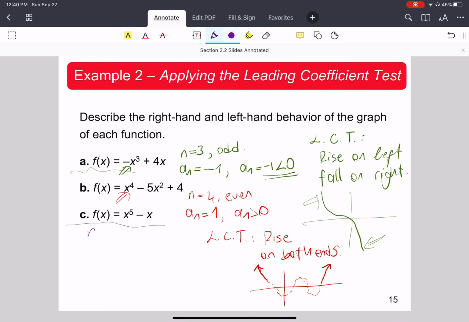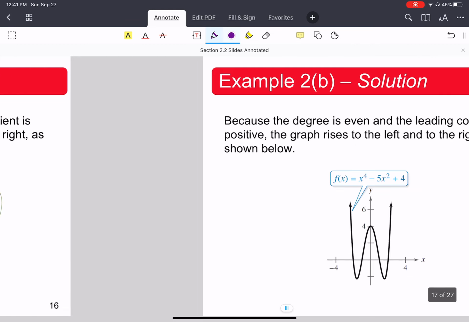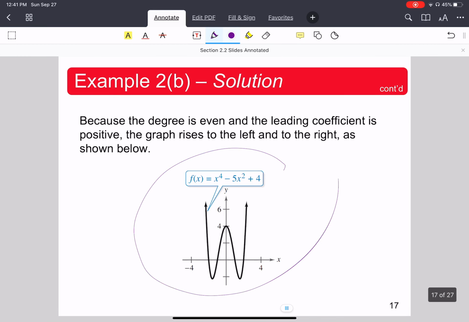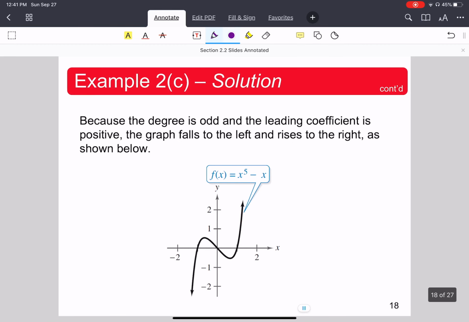So lastly, let's take a look at this one. It has n being 5, which is an odd number, and a sub n, which is 1, which is positive. So if n is odd and a sub n is positive, according to the leading coefficient test, the function must fall on the left and then rise on the right. In the next few slides, you can actually see that what we found is true when we actually graph the functions.